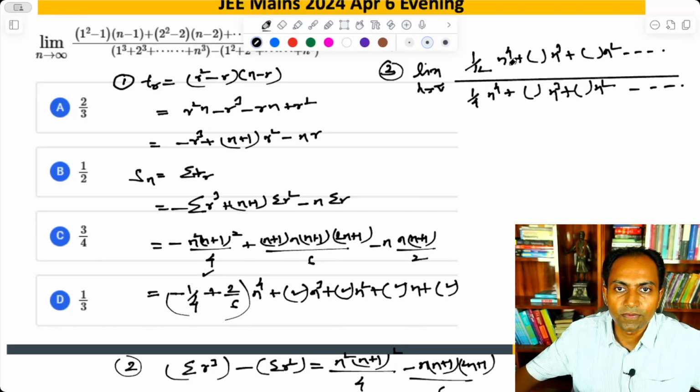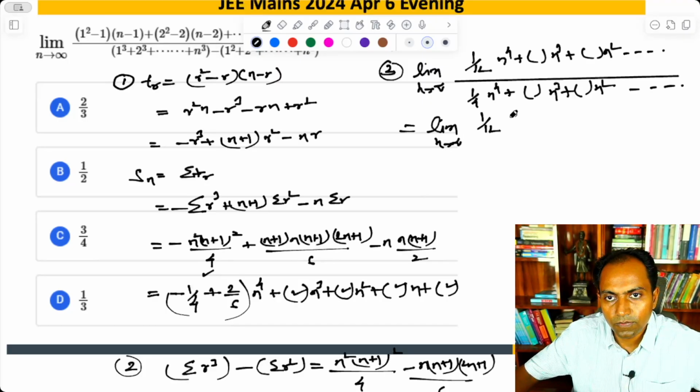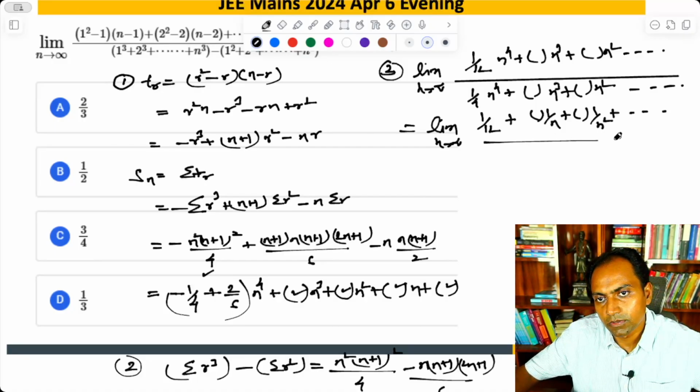You can see that if I divide by n raised to the power 4, what would be my answer? So limit n tends to infinity. This becomes 1 by 12 plus something into 1 by n, something into 1 by n square, all of these terms. And the denominator also 1 by 4.